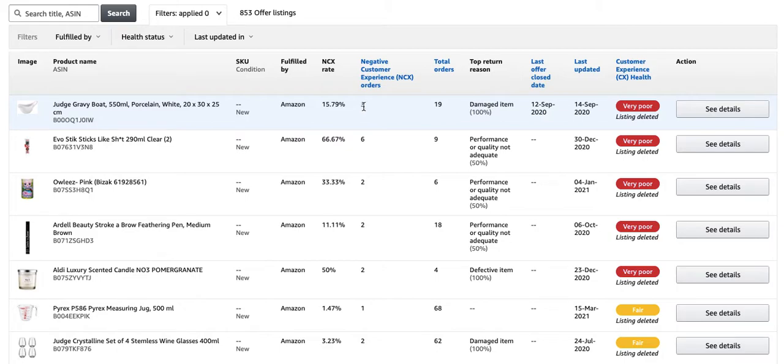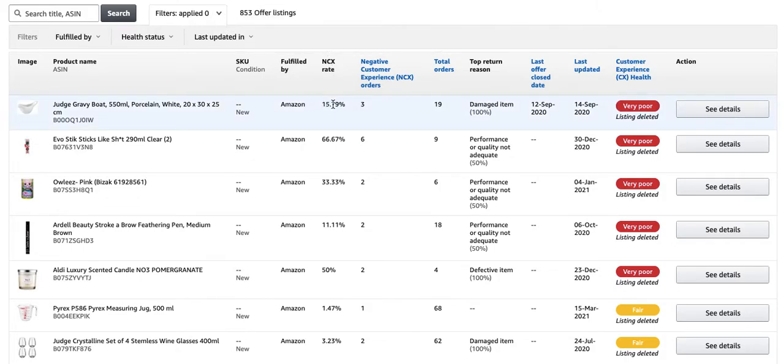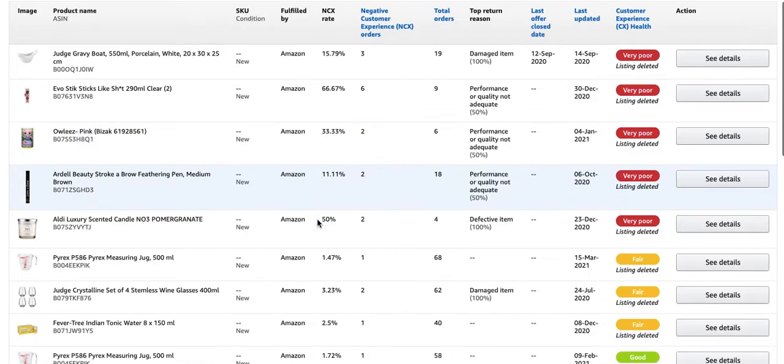This one here was for the NCX rate, the negative customer experience rate. It just means the issues that were found with them. As you can see, the percentage is really, really high, especially this one here, which was 66.67%. So there's a reason they're flagging these up.